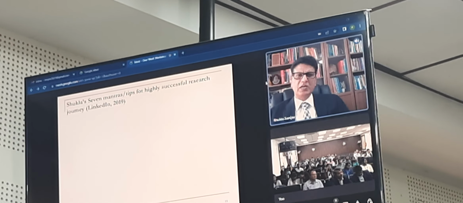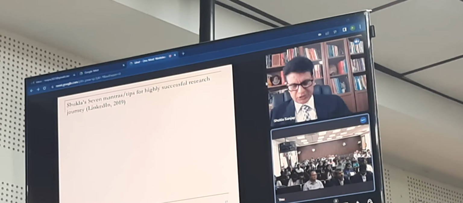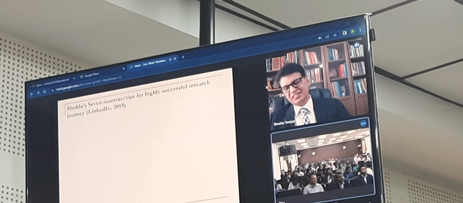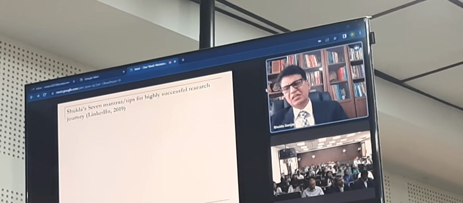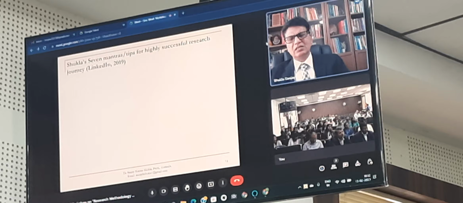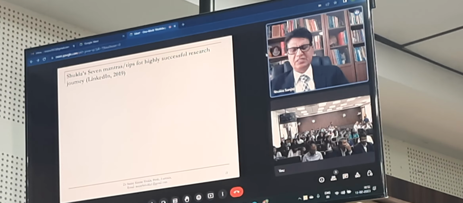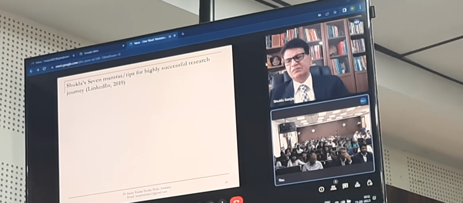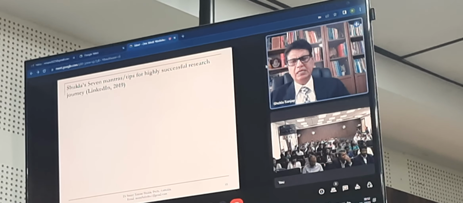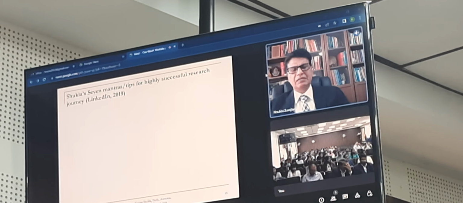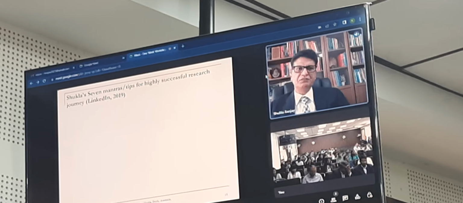So keeping these points in mind, in the 21st century we have to work differently. We can't continue the way we have been publishing research papers, right? We are very good at publishing papers and making ourselves happy. We have to be different.